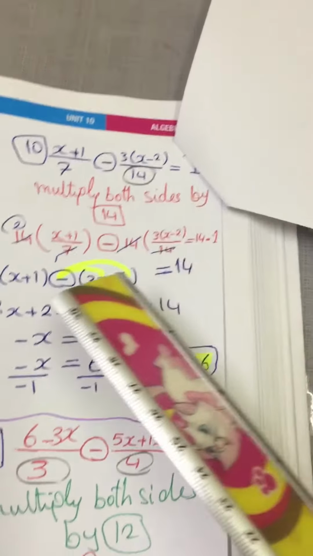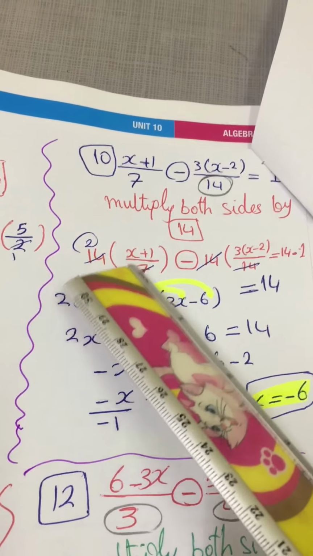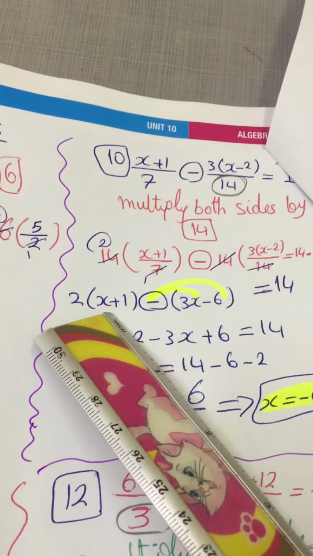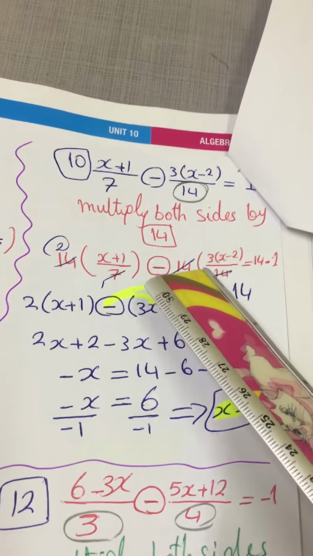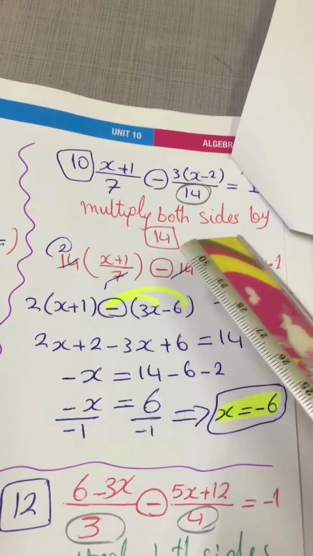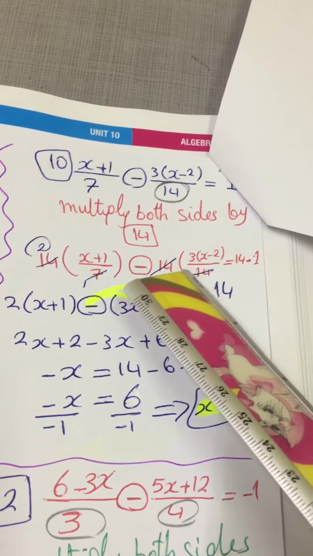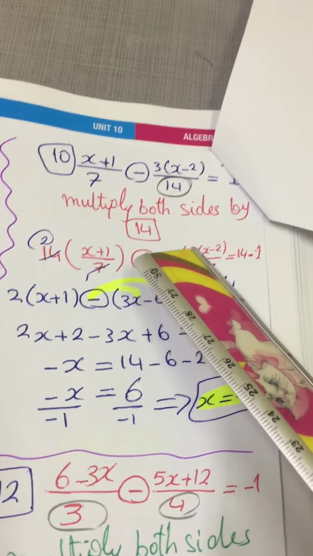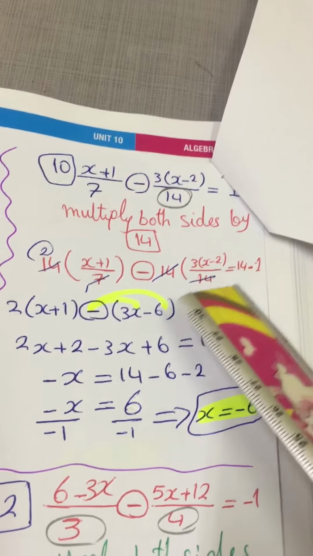Now 14 divided by 7 equal 2. So what's left? 2 open brackets x plus 1. Yes, like this. And 14 cancelled with 14, give me 1. And what's left? Negative 1 multiply 3x minus 2. So I have to distribute the 3 by the brackets. On the right side, we have 14 times 1, 14 times 1 equal 14.